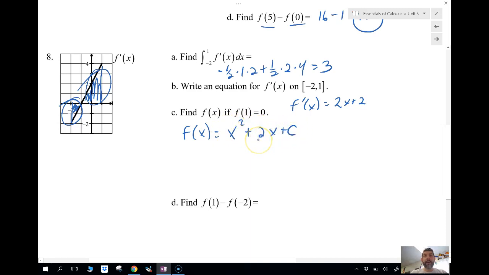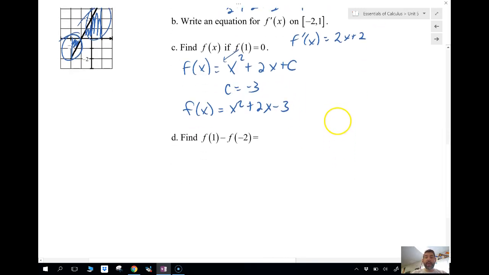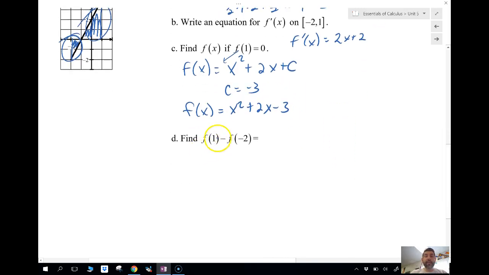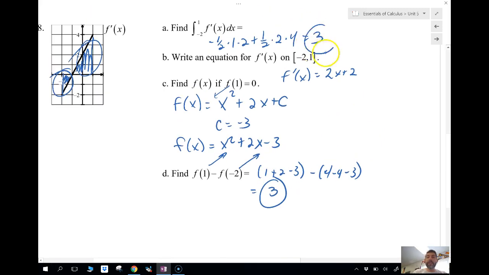And then I get that. And I plug in 1 for x, and I end up with a c of -3. So I'm going to end up with f of x equals x squared plus 2x minus 3. And like calculus magic, if I plug 1 in, plug -2 in, and subtract, I'm going to end up with 3. What do you know? It should end up with the same as the signed area.